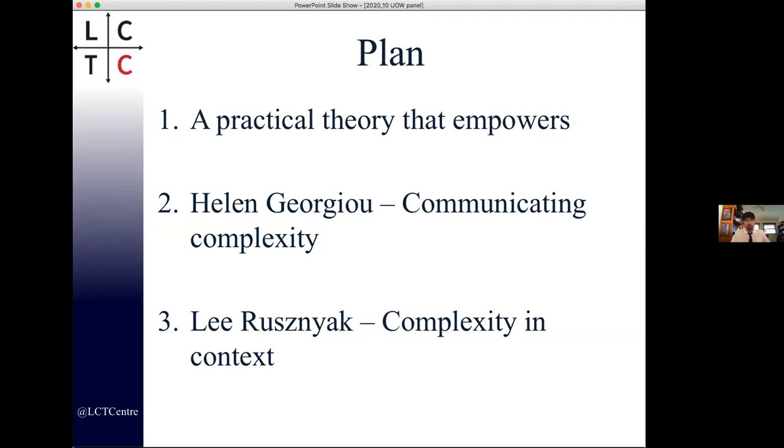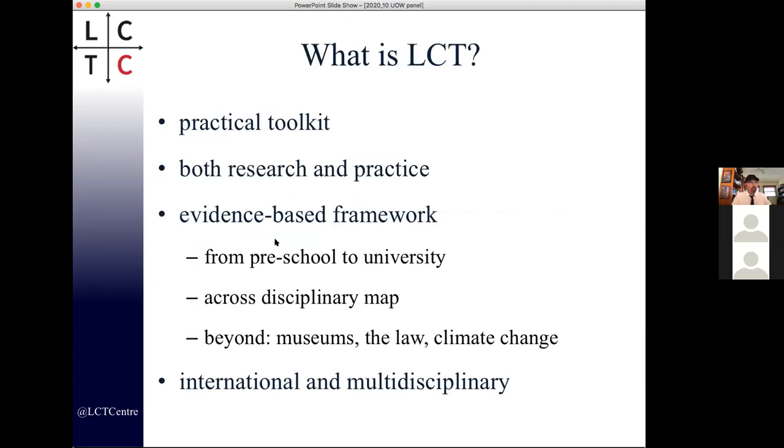So I'll introduce some concepts, and as I say, I'll hand over to Helen, and then Lee will be much more practical. So for example, just to whet your appetite, Lee's going to be discussing LCT as becoming the professional knowledge of the next generation of teachers in South Africa. 28,000 almost have learned LCT this year alone. So that's exciting.